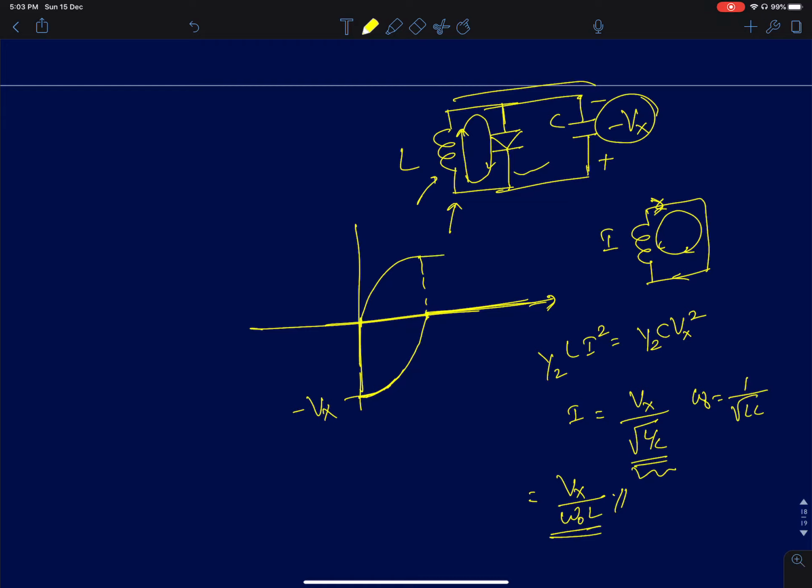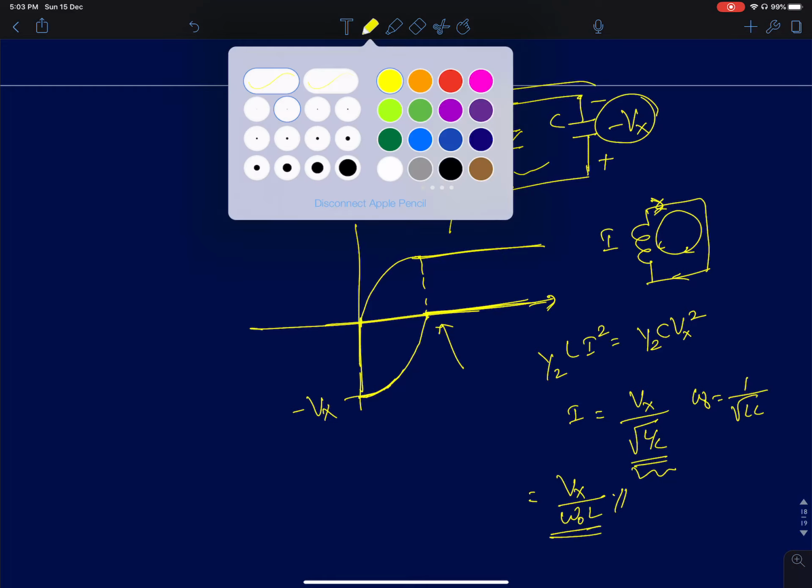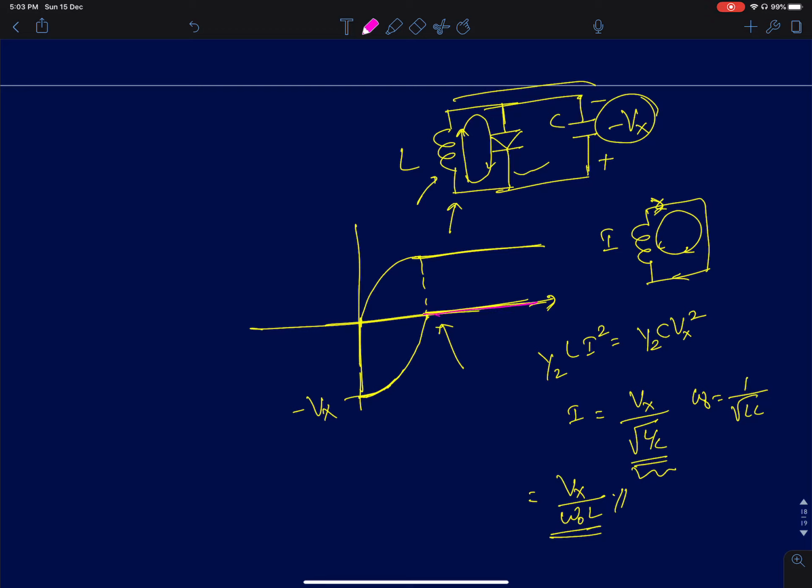The inductor current will remain constant, and the inductor voltage will go to 0 forever. I will just show it. The capacitor voltage will stay at 0, and all the energy is now stored in the inductor.